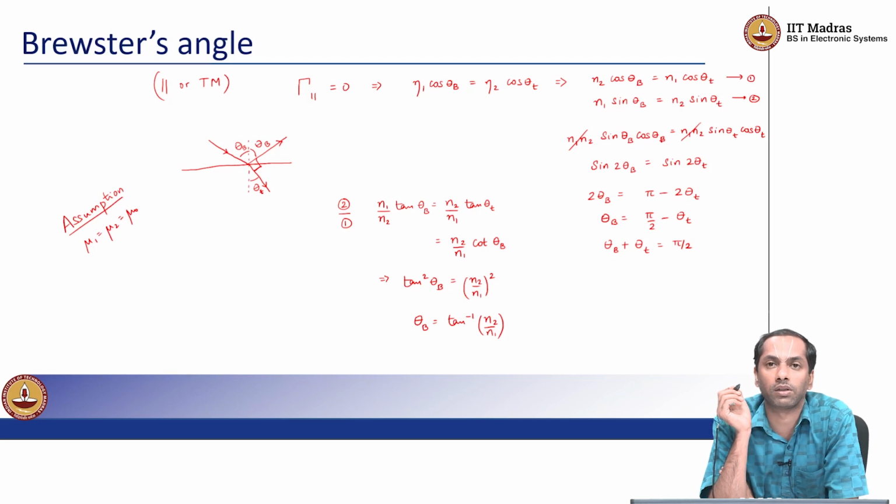But this should not bother you much, in the sense that even if situations were to arise where you have magnetic media, you can always rely on the boundary conditions and go back to the original Fresnel's relations with wave impedances, which have the dependence on the permeability. So you can always incorporate it and get the appropriate relations.